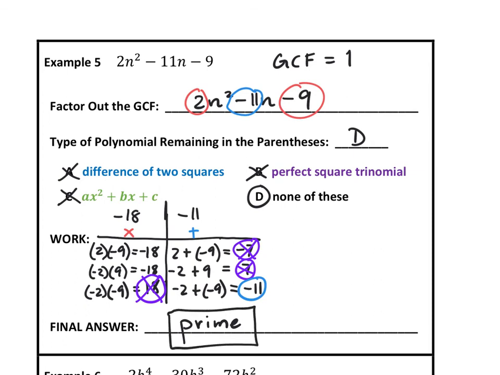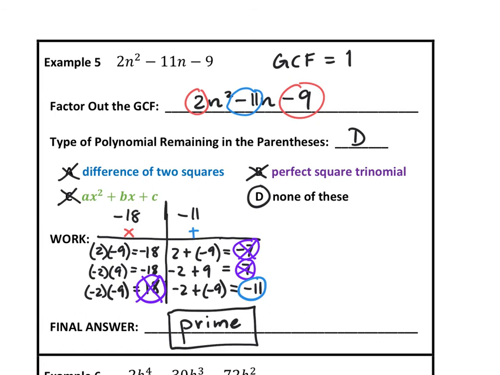But make sure that you've checked every method. Because a lot of times students don't want to try all the methods, and so they say it's prime, but maybe it was a perfect square, or maybe it was the table method, but you didn't take the time to check. So take the time to check before you say that it's prime.